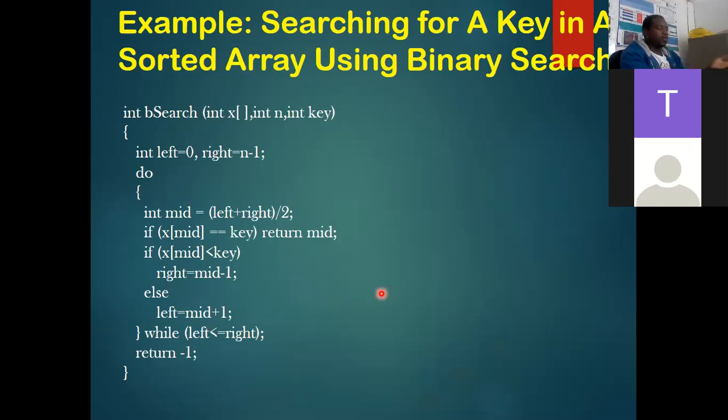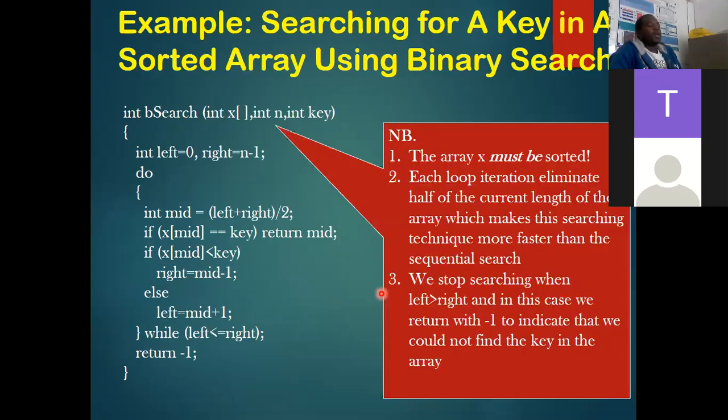So you can also do a binary search and the like, just other ways of manipulating arrays. So the array X must be sorted. Then each loop iteration eliminates half of the current length of the array, which makes this searching technique faster than the sequential search. We stop searching when left is greater than right. In this case, we return -1 to indicate that we could not find the key in the array.